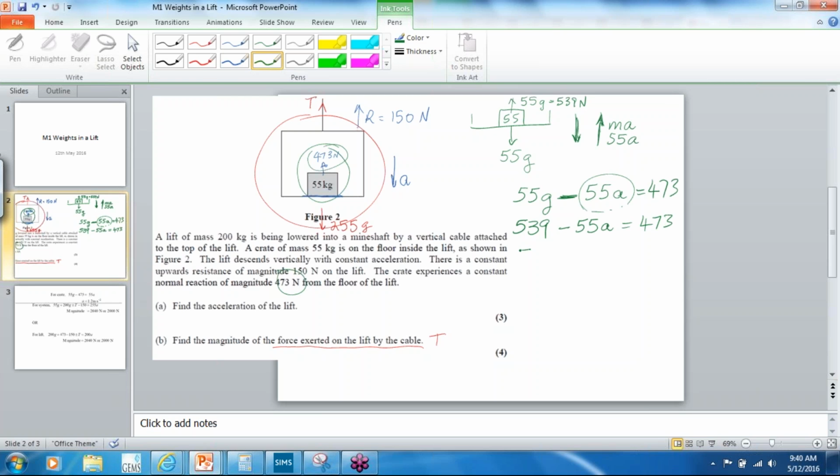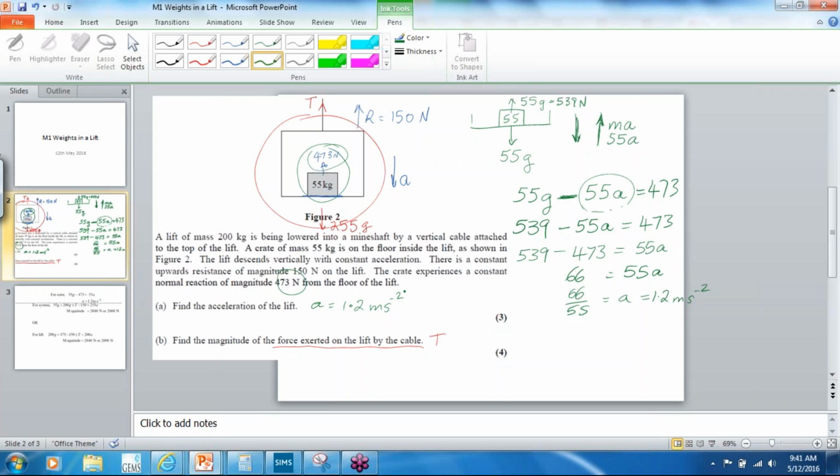So let's just work this out. We take this 473, bring that 55A across, and 539 without the movement minus 473, that is the normal with the movement. There is a 66 newton difference, and that is attributed to the 55 times the acceleration of the lift. So 66 divided by 55 will be our acceleration, which is 1.2 meters per second squared. And that is our acceleration of the lift, 1.2 meters per second squared.